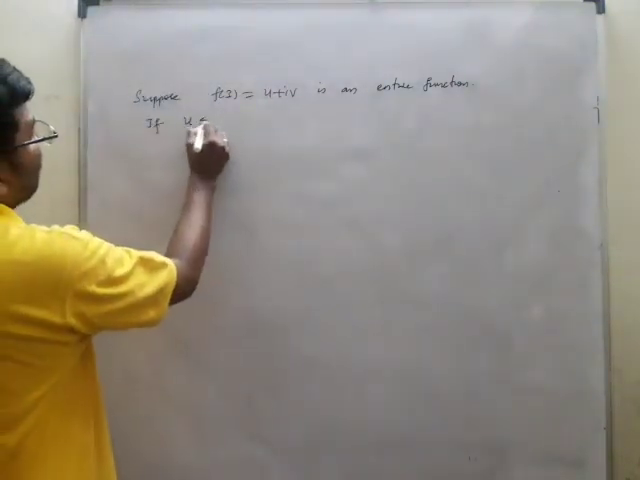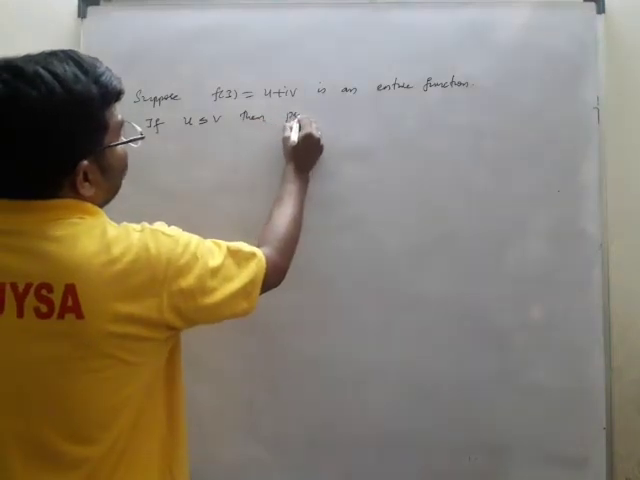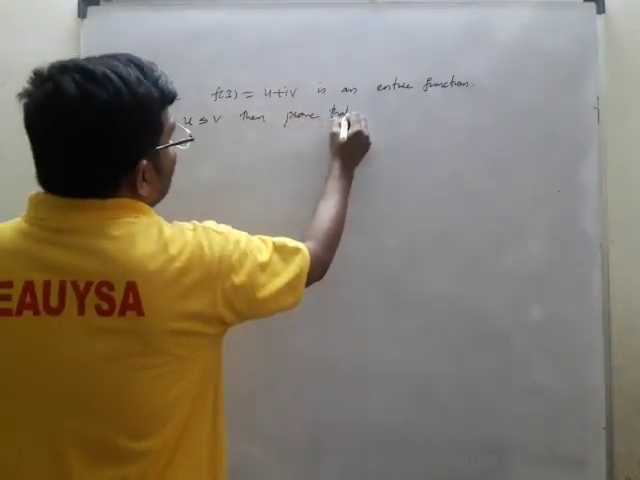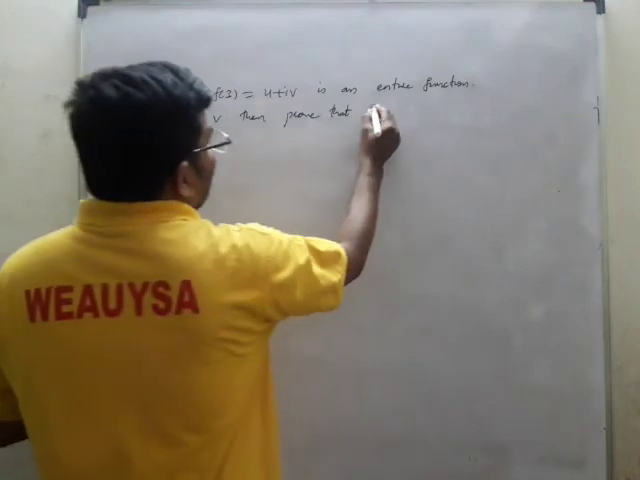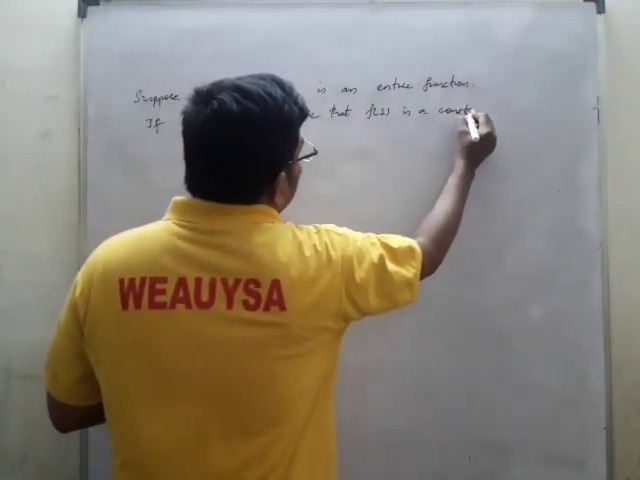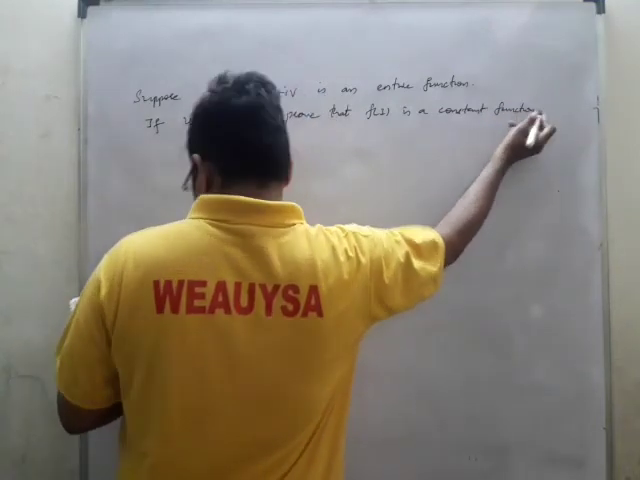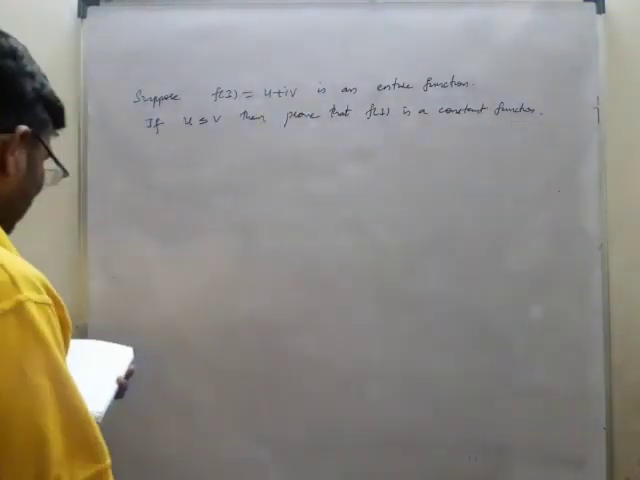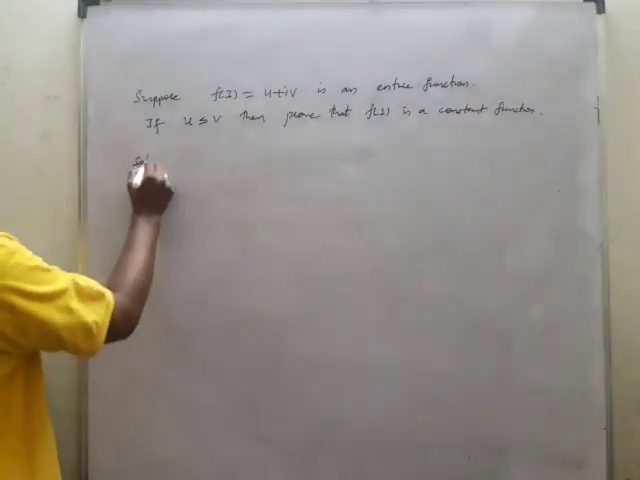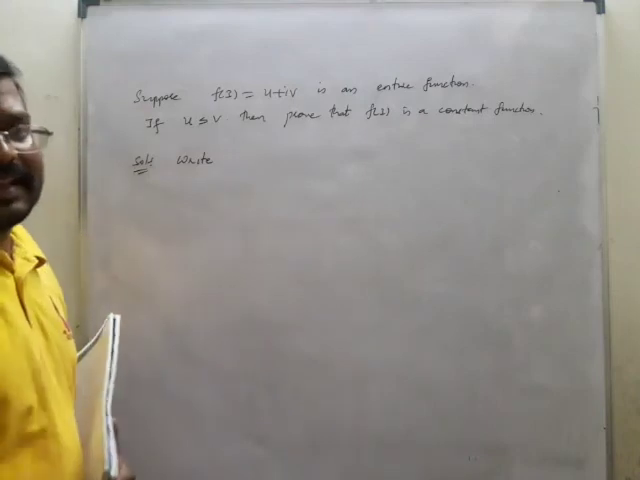If u is less than or equal to v, then prove that f of z is a constant function. Now we have to prove that f of z is a constant function. So, solution. We'll write that e power z is also an entire function.